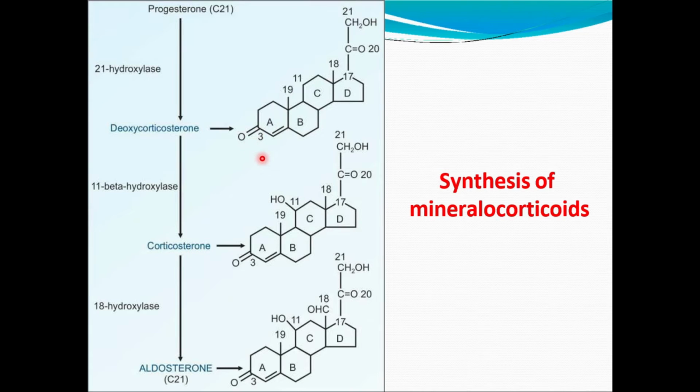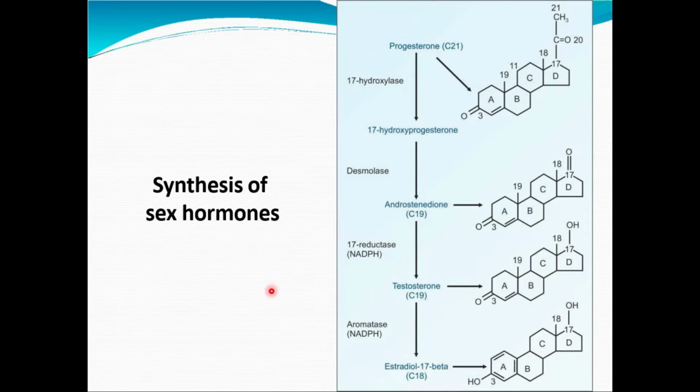In the second step, the enzyme 11 beta hydroxylase introduces a hydroxyl group at carbon number 11 and produces corticosterone. And similarly, in the third reaction, an enzyme known as 18 hydroxylase introduces a hydroxyl group at carbon number 18 and produces the final molecule known as aldosterone, which has a strong mineralocorticoid activity. Now comes the synthesis of sex hormones, that is testosterone and estrogen.